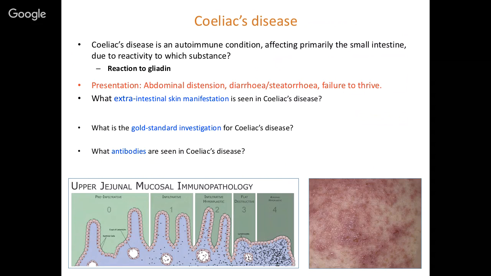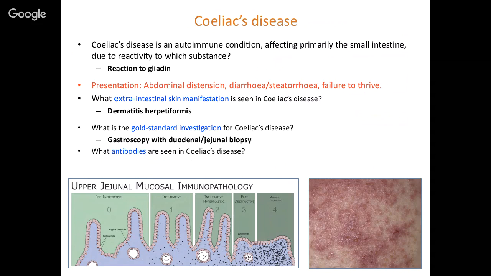Okay. So it comes up in questions. It's called dermatitis herpetiformis, and you get lots of blisters which fill with watery fluid. Gold standard investigation for celiac disease? Yep, biopsy, good. So often gastroscopy with duodenal or jejunal biopsy.